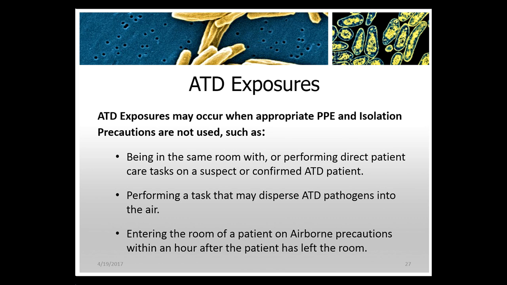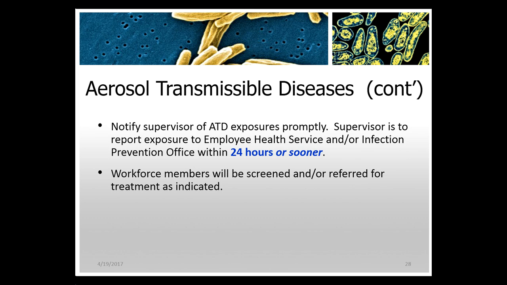Next slide. If exposure does occur, notify the supervisor of the exposure promptly. The supervisor is then to report the exposure to Employee Health Services or Infection Prevention Office. You should report promptly or immediately. They need to report at least within 24 hours or sooner. Some illnesses have a very short incubation time. Workforce members will then be screened and or referred for treatment as indicated. Next slide.